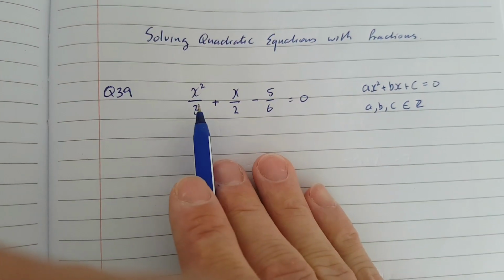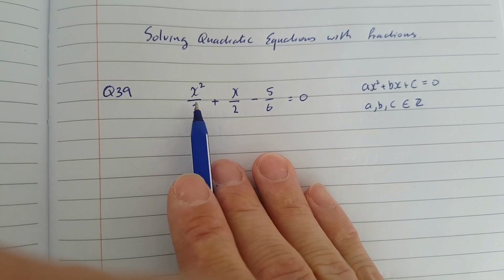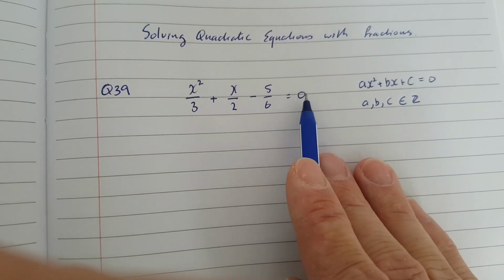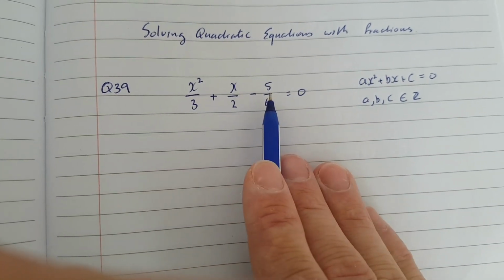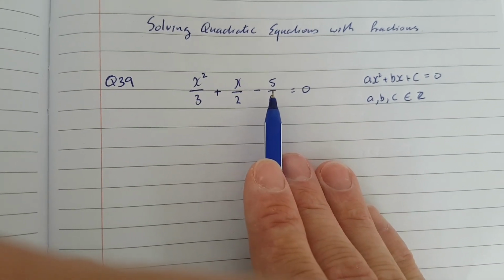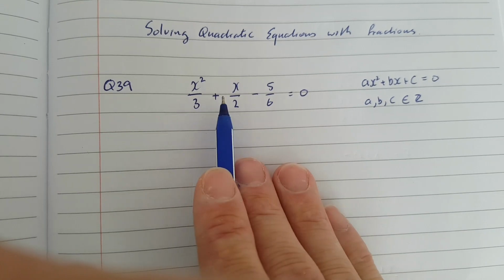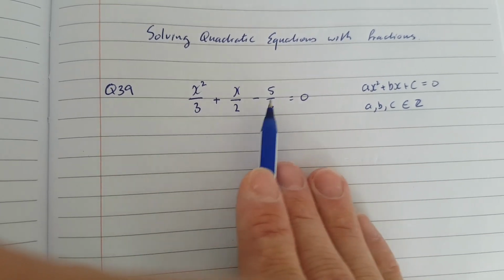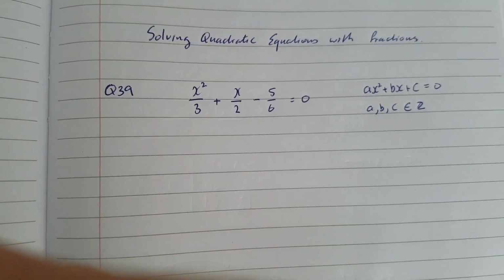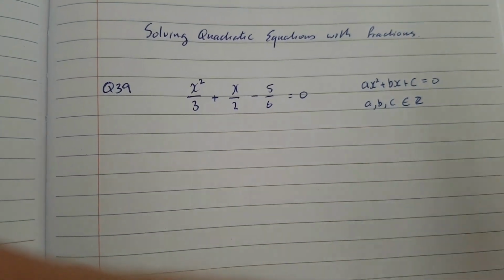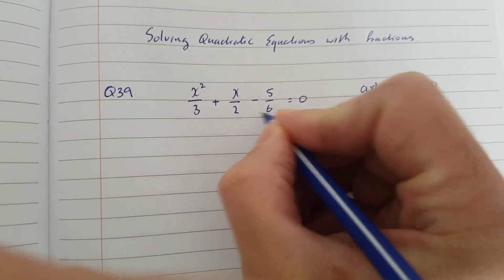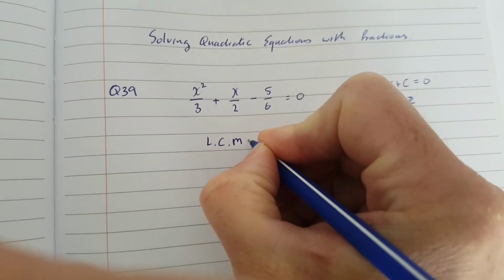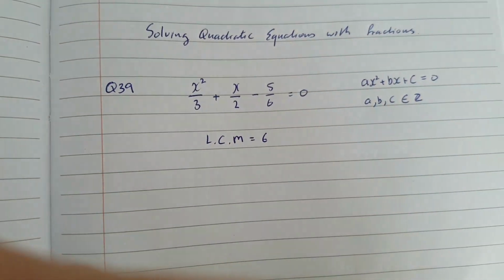Now, we have 4 parts to our quadratic trinomial. We have 1 term, 2 terms, 3 terms, and then it's equal to 0. So we need to eliminate these fractions, okay? In order to eliminate these fractions, I have to multiply each one of these terms by a number so that these fractions will disappear, okay? The number that we must multiply by is going to be the lowest common multiple of 3, 2, and 6. So the lowest common multiple of 3, 2, and 6 is going to be 6.